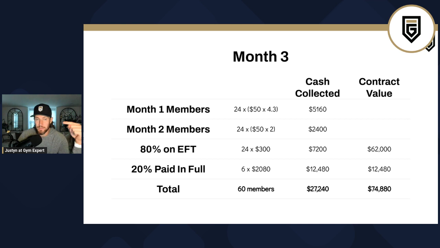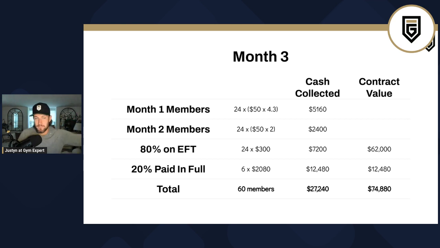So you can see month one members is showing now 50 times 4.3, because those EFT recurring revenue members are paying us now for every week in month three. Whereas the members we sign up in month two are again only paying us for half the month. So now we've collected an additional 5160 from the members from month one. So we've now added an additional five or so $1,000 to our top line. So now the cash collected, or the revenue, from month three is $27,000.